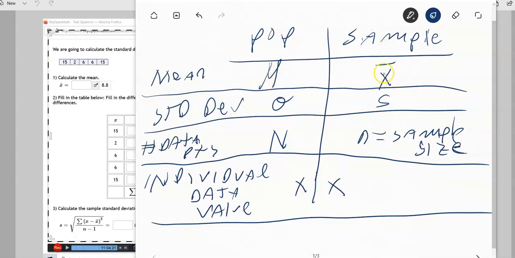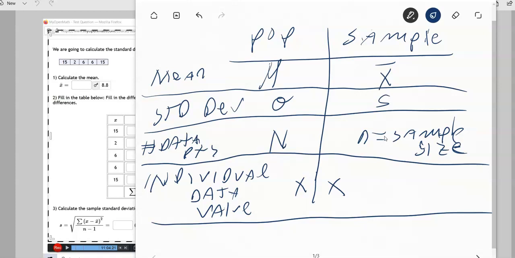And for a sample, it's x bar, okay? For standard deviation, another Greek symbol, it looks like an O with a little loop on it. That's the standard deviation for a population. For a sample, it's just a small s. Number of data points, like right here, the number of data points in this data is 1, 2, 3, 4, 5. There's 5 data points. If that were a population, that would be big N, and if that were a sample, that would be the sample size, small n.